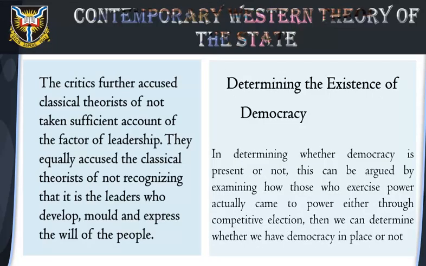The critics further accuse classical theories of not taking sufficient account of the factor of leadership. They equally accuse the classical theorists of not recognizing that it is the leaders who develop, mold, and express the will of the people, determining the existence of democracy. In determining whether democracy is present or not, this can be argued by examining how those who exercise power actually came to power, whether through competitive election. Then we can determine whether we have democracy in place or not.